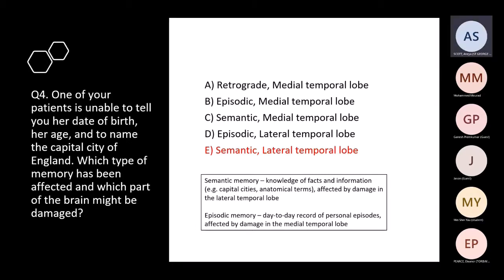And your episodic memory is your day-to-day record of personal events and episodes. And that's affected by damage in the medial temporal lobe. You just have to remember it, really.